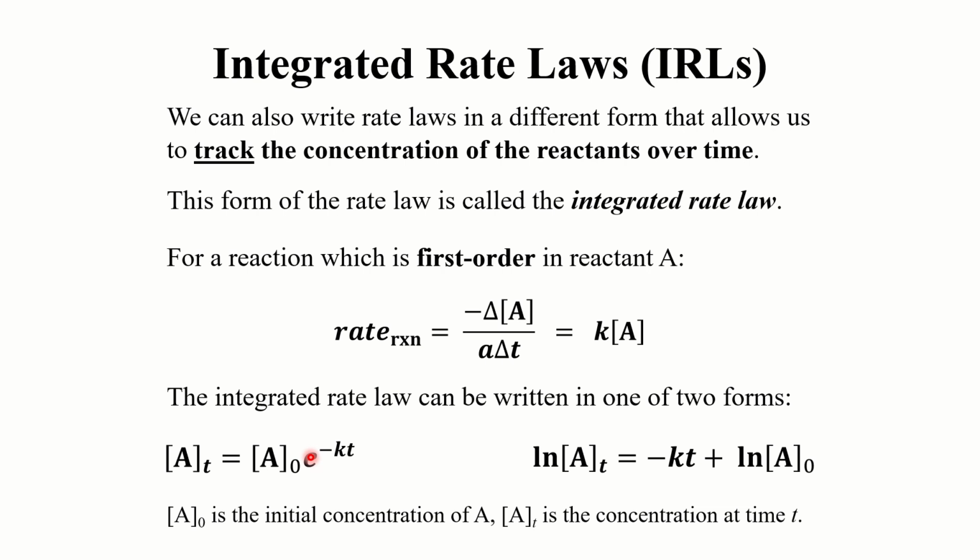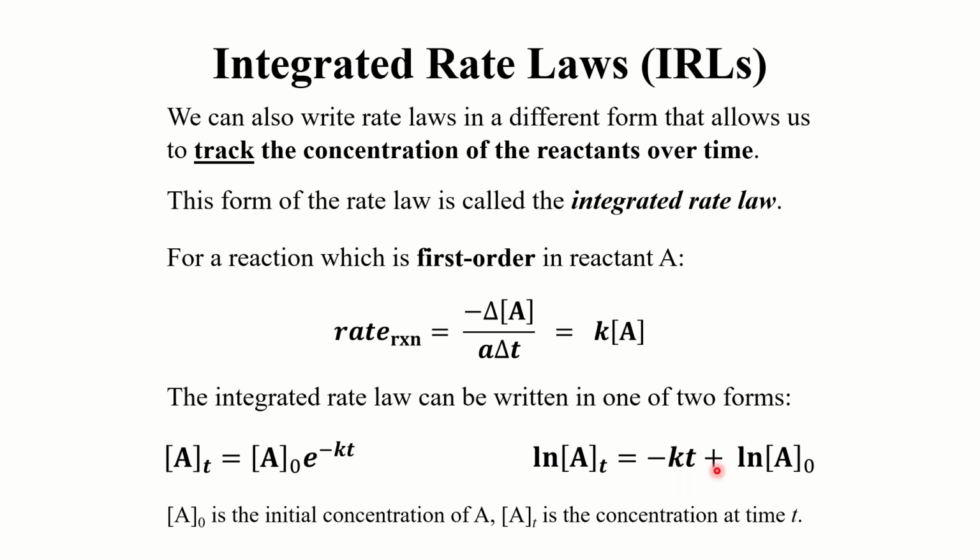So if we take the natural log of both sides, you get this form of the integrated rate law. Natural log [A]t equals negative kt plus natural log of [A]0. [A]t here is the concentration of reactant A at some time t.